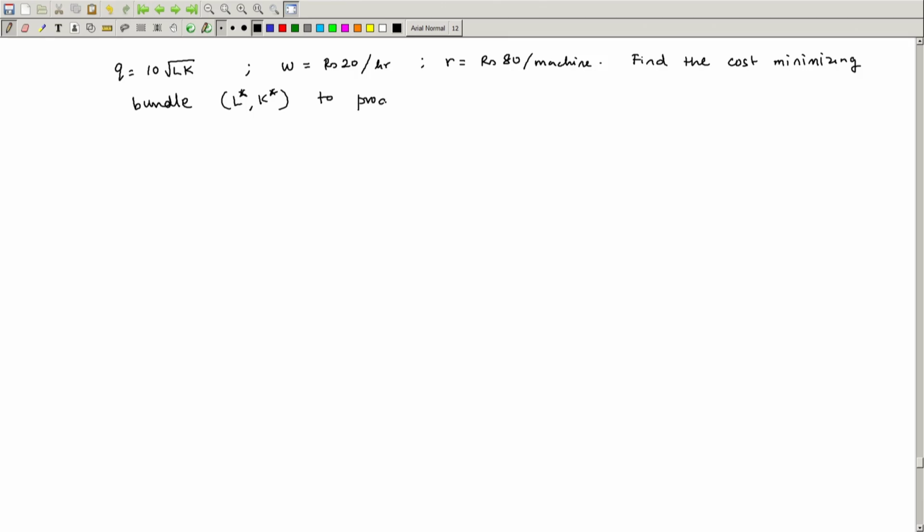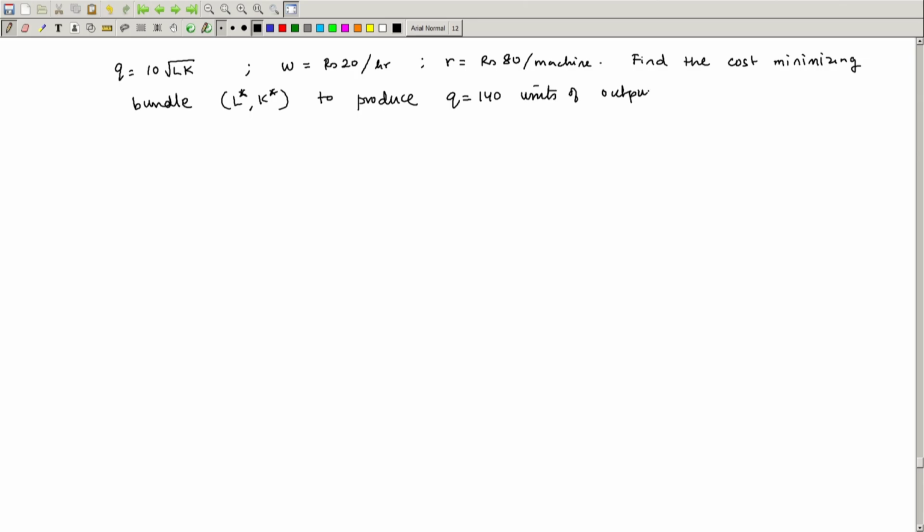Suppose also that the input price of labor is, let us say, rupees 20 per labor hour, and the input price of capital is rupees 80 per machine. So, this is given to us. The question that we are asking is, we want to find the cost minimizing bundle, which is the optimal labor capital combination. I will just put it as L star K star, to produce Q equals 140 units of output.